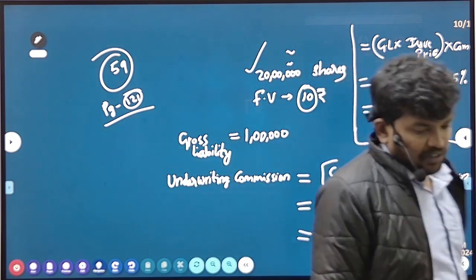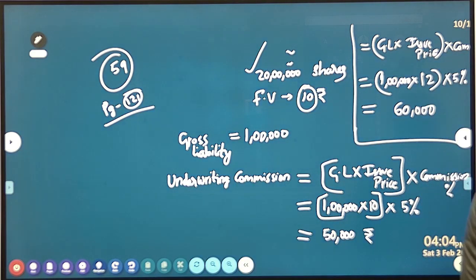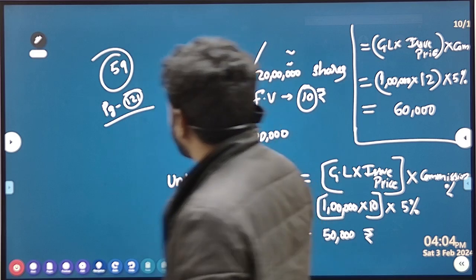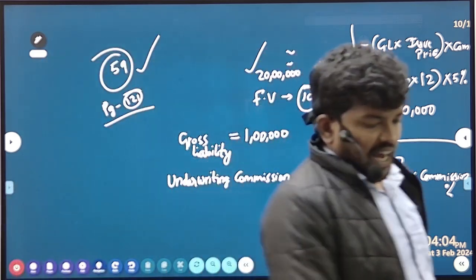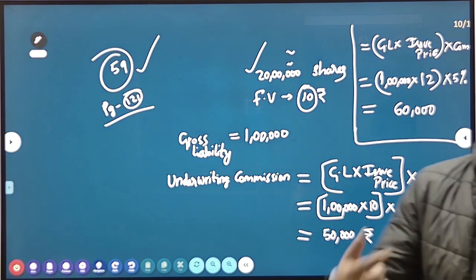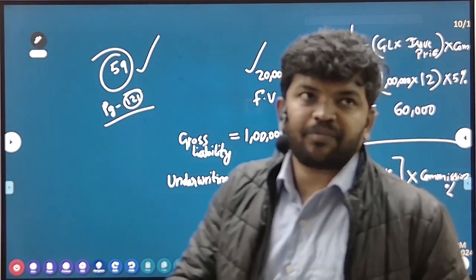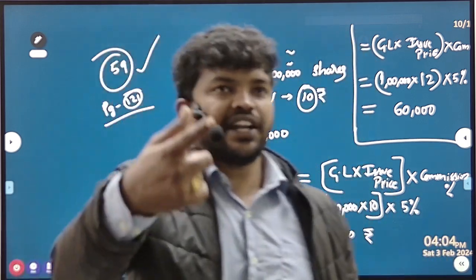This is a simple question. Okay, question number 59. Underwriting commission is an expense to the company and income to the underwriter.